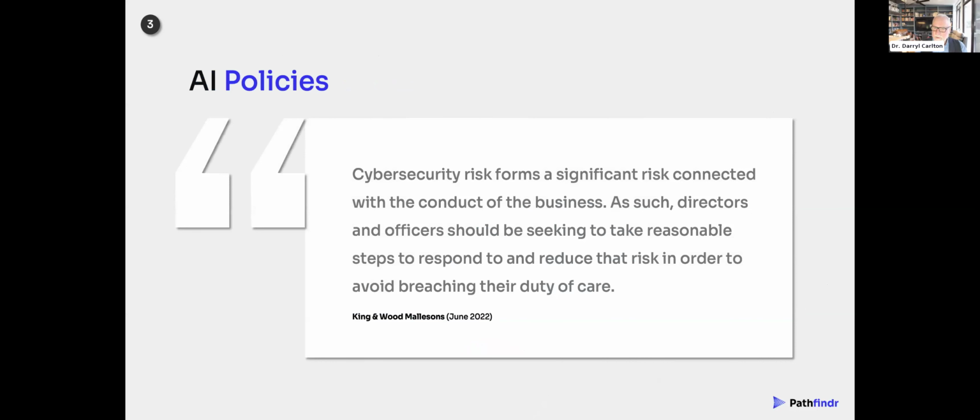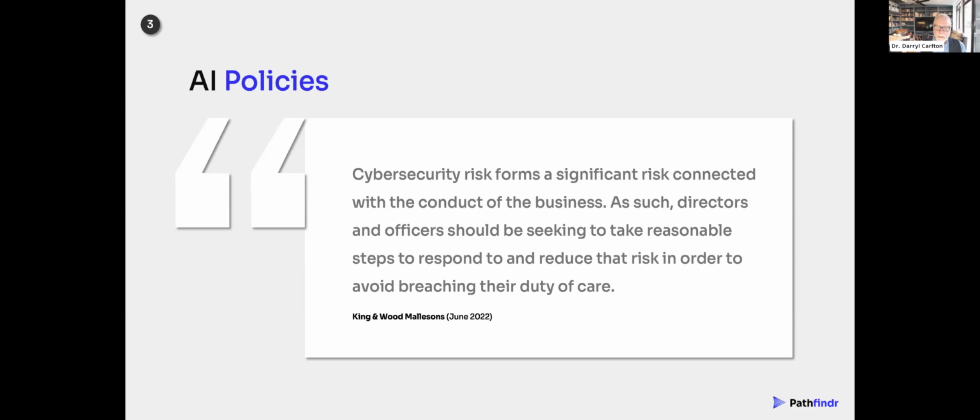Cybersecurity forms a very significant risk connected with AI. And a leading law firm in Asia and Australia said directors and officers should be seeking to take reasonable steps to respond to and reduce that risk in order to avoid breaching their duty of care. And this is a key thing that we're going to be discussing today.